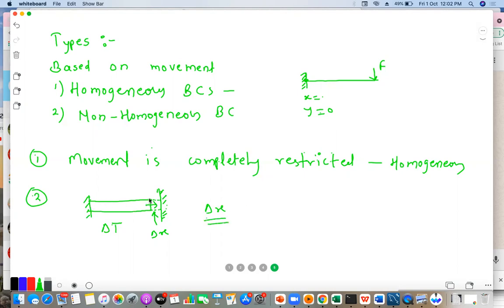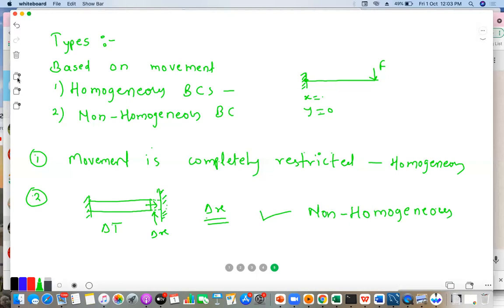I have not completely constrained it initially, right? So because I am allowing some displacement, some elongation, these are called non-homogeneous boundary conditions. Wherever I am constraining it completely, that is called homogeneous. If I am allowing some displacement, elongation, deformation, then it is called non-homogeneous. So that is based on the movement.